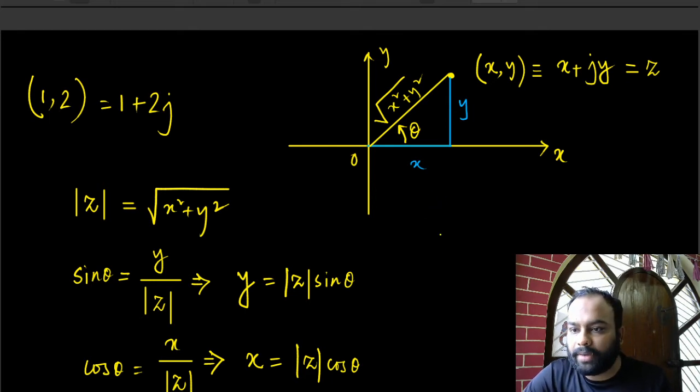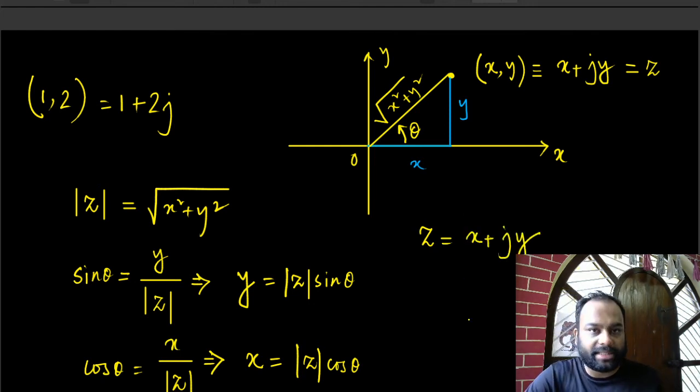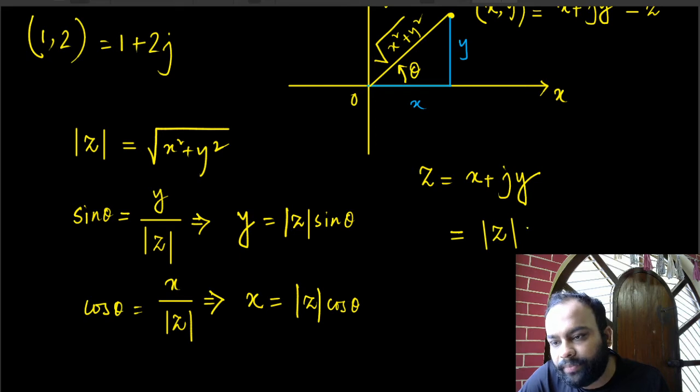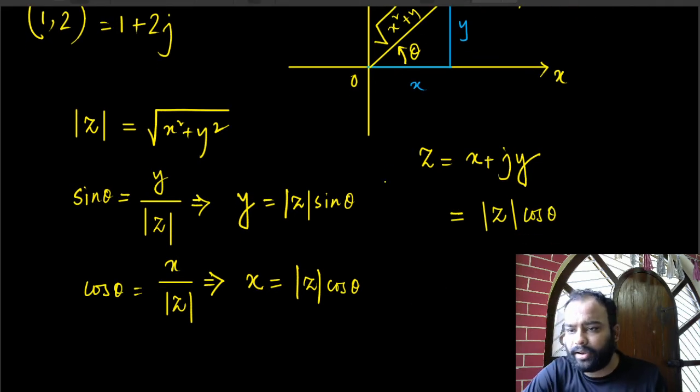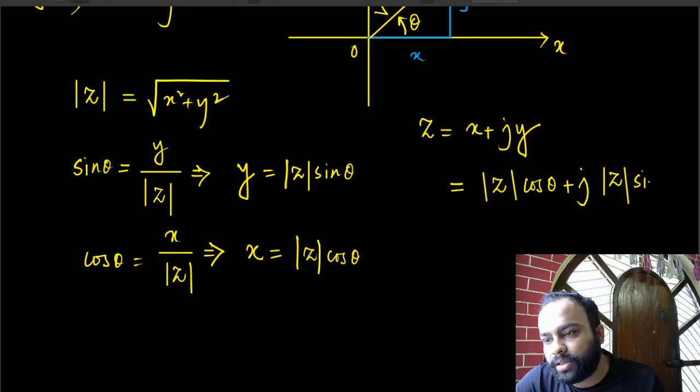The complex number itself is x. What is z? Z itself is x plus jy, right? So if this is x plus jy, instead of x I can write mod z cos theta. What is theta? This angle, right? And plus j, instead of y, what can I write? I can write mod z sin theta.